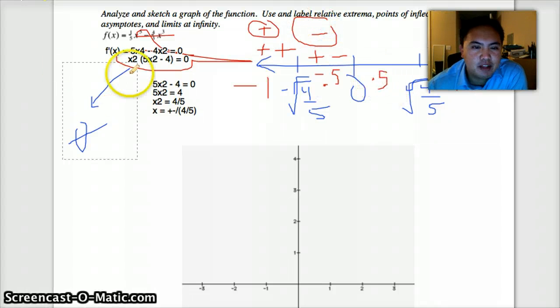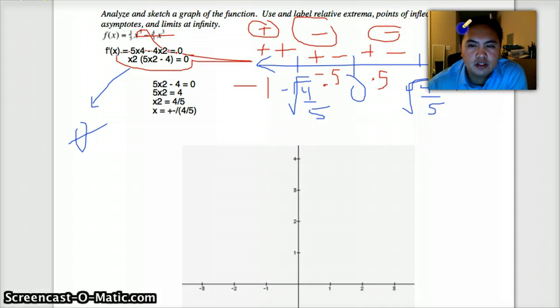I'll get the exact same thing if I plug in 0.5 because I have these squared. And then I'll get the exact same thing if I plug in 1. I'll get positive and positive. And again, if you don't know, you can check on your calculator. You'll get the same thing. So here's my zones. Okay.